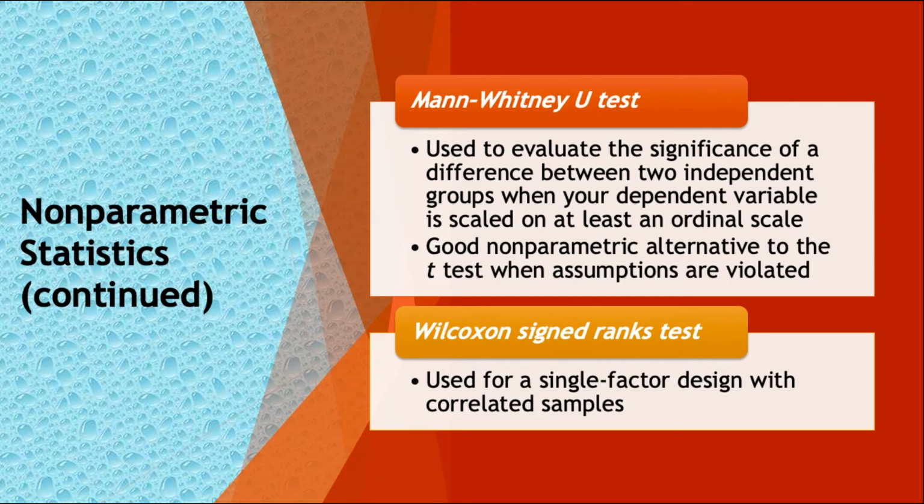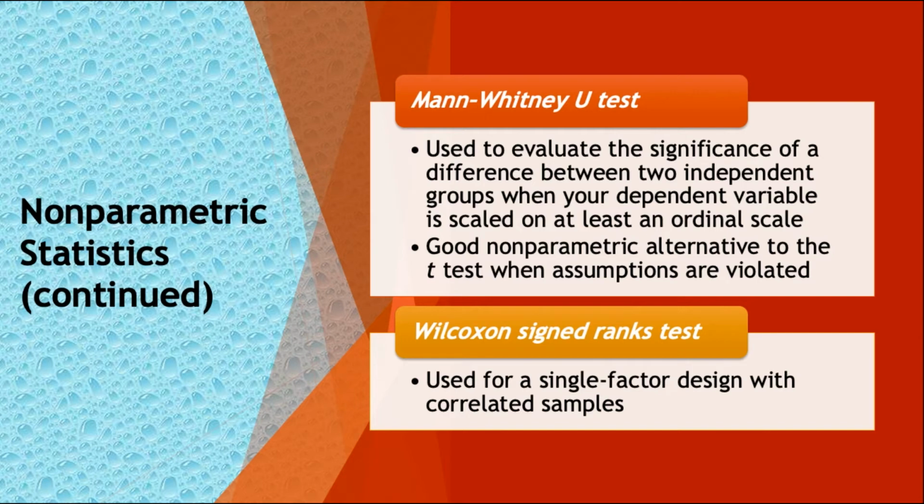And the last one, we have the Wilcoxon signed-rank test. If you conduct a single factor experiment using a within-subject or a matched-pair design, the Wilcoxon signed-rank test is a good alternative to the correlated sample t-test when your data do not meet the t-test assumptions. You can have more information on this test by looking at Siegel and Castellan, 1988.